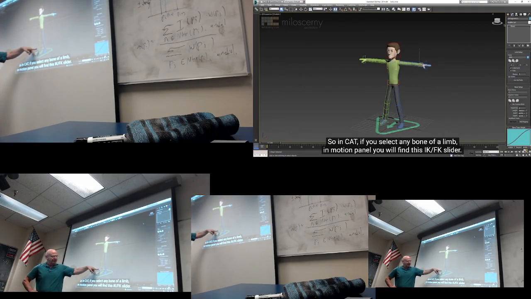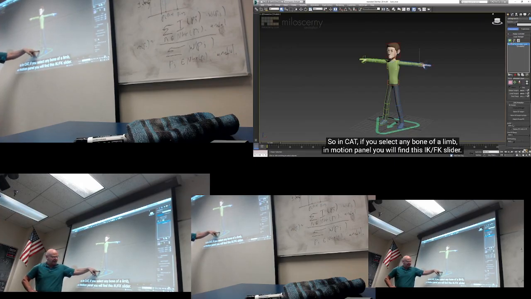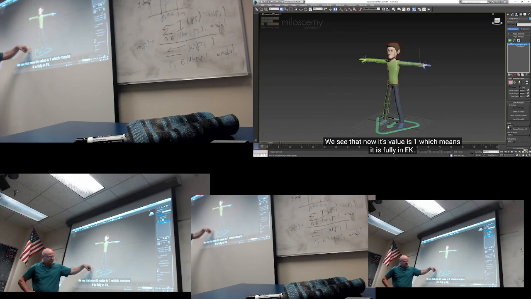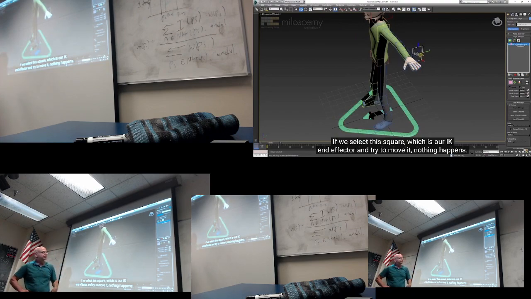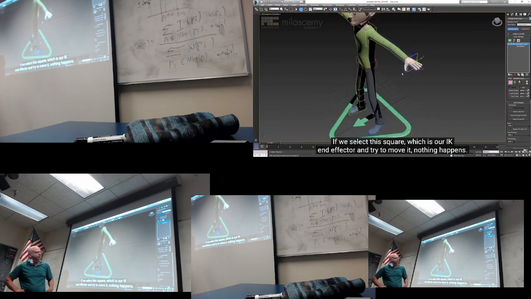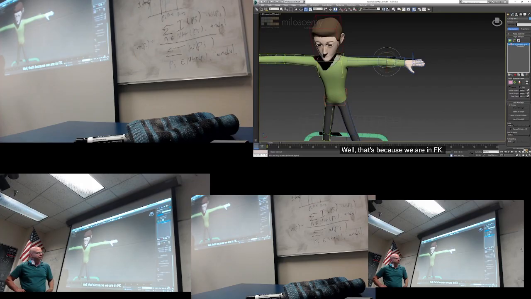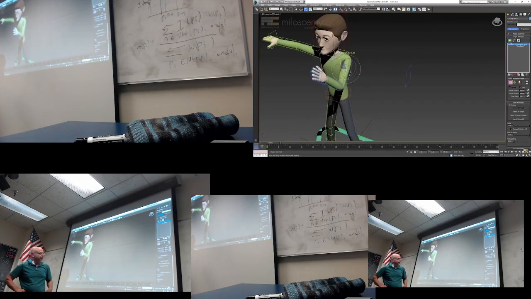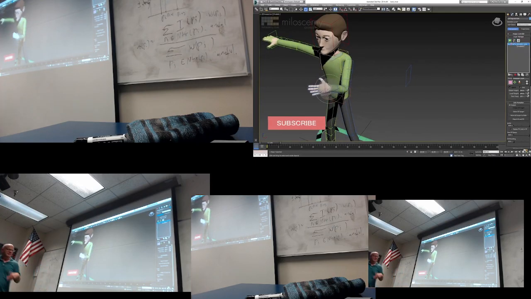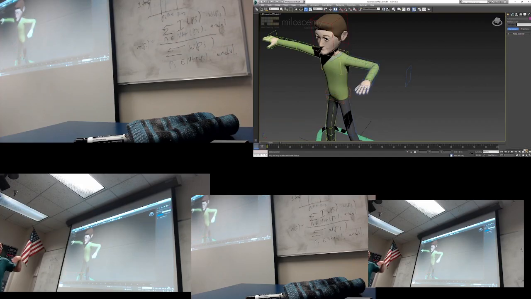So in CAT, if you select any bone of a limb, in the Motion Panel you will find this IK-FK slider. We see that its value is 1, which means it is fully in FK. If we select the square, which is our IK end effector, and try to move it, nothing happens. Well, that's because we are in FK. We can animate each bone in that parent-child manner, as we showed at the beginning of the video. So, of course, forward kinematics specifies the angles.